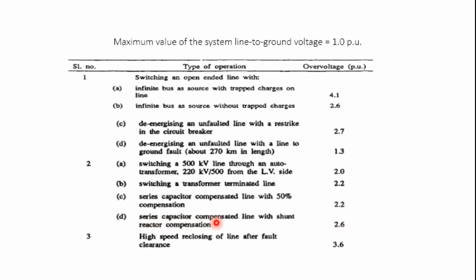And for the line with shunt reactor compensation, the reactor compensation will be greater, resulting in a high over voltage, which is 2.6 times. If there is high speed reclosing of the line after fault clearance, the magnitude will be 3.6. Among these, if there is an infinite bus with trapped charges, the over voltage will be high, and the de-energization of the unfaulted line with line to ground fault will be very low.